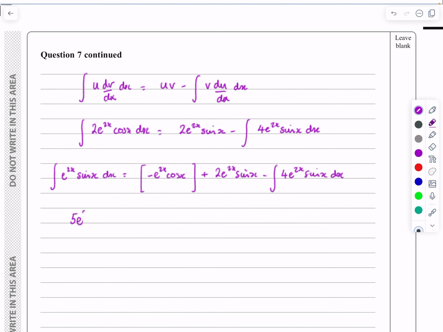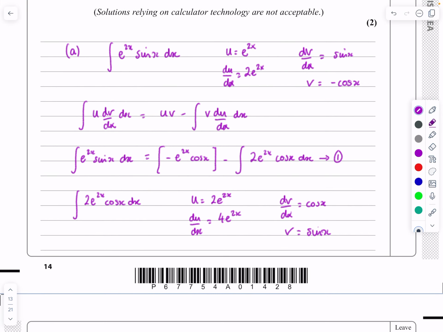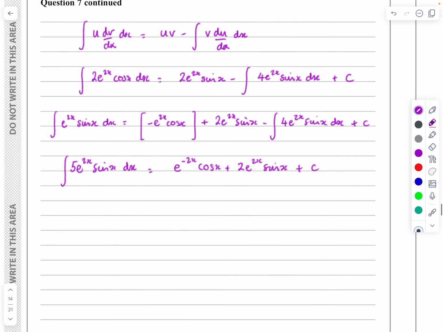That's going to become 5e to the 2x sin x dx is equal to my minus e to the 2x cos x plus 2e to the 2x sin x. And then we should have had a plus c at some stage through my integration. I'm not sure where you want to put the plus c in, but really all the way down when we did our very first integral, so even up there we've got a plus c, as long as we remember to put it in at the very end here.